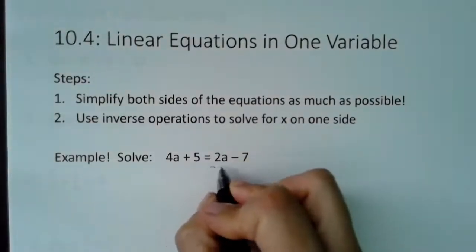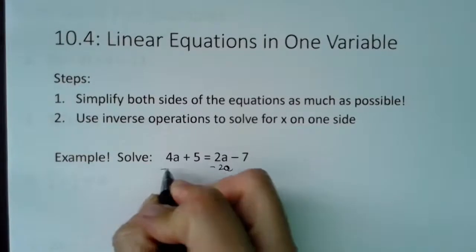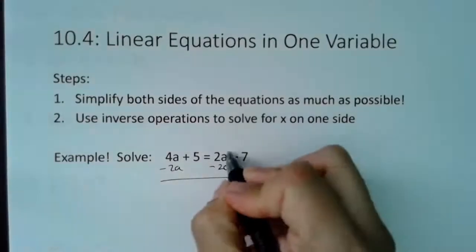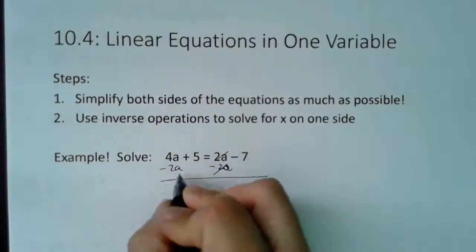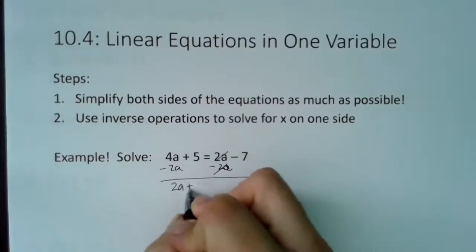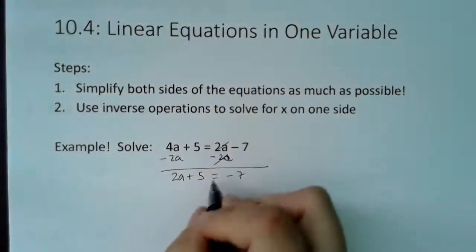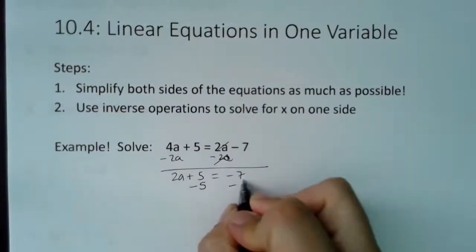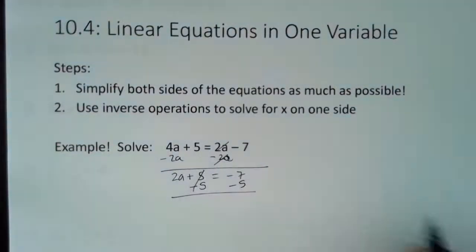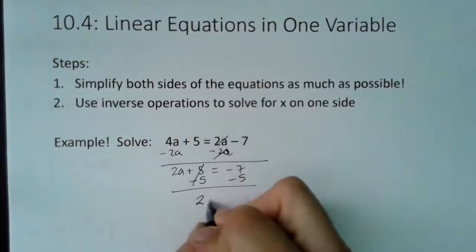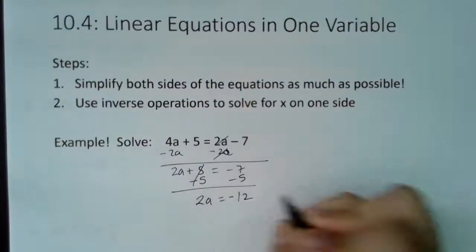So what I'm going to do is subtract 2a from both sides. That's going to cancel this out. And you're going to get 4a minus 2a, so that becomes 2a plus 5 is equal to negative 7. So then solving, I'm going to go ahead and subtract 7 from both sides. That will cancel this out. And I get 2a is equal to negative 12.